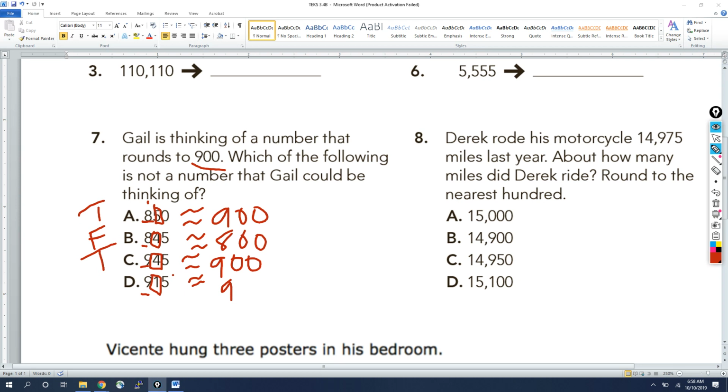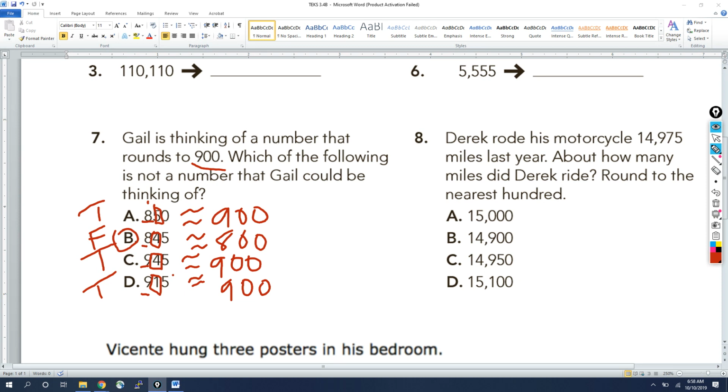Will be 9, and then everything else becomes a 0. So now this is another true statement. Okay, so now when you have 3 true statements and 1 false statement, normally they were looking for the one that is false. So this one will be the one that is not rounded to the nearest 100 to 900. Does that make sense?